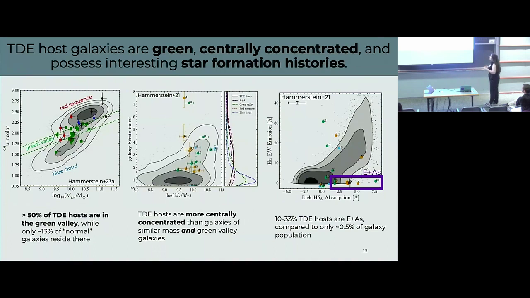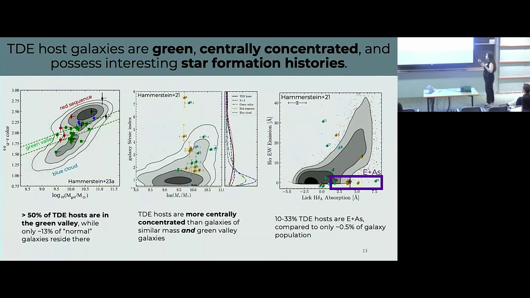Now, when we look at the morphologies, which we can quantify using the Sersic index, which is just fitting a Sersic profile to the galaxy light profile, we find that TDE hosts are generally more centrally concentrated, one, than galaxies of similar mass, and two, if you look here on the right, I'm splitting up this background sample into some interesting subpopulations, we find that the TDE hosts are generally more centrally concentrated than other green valley galaxies as well, which typically live down here with a Sersic index of maybe about 1.